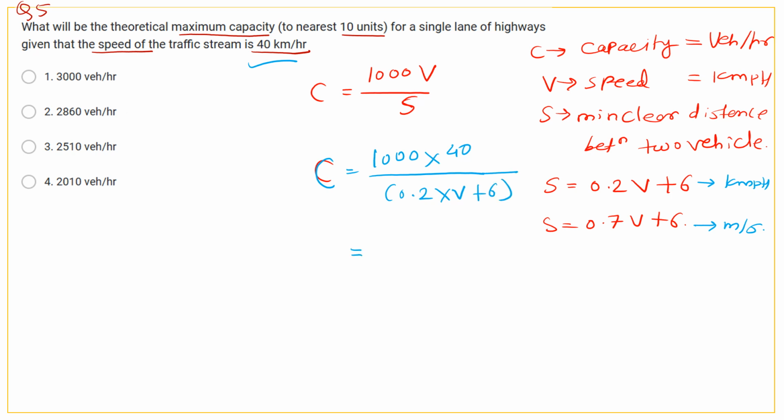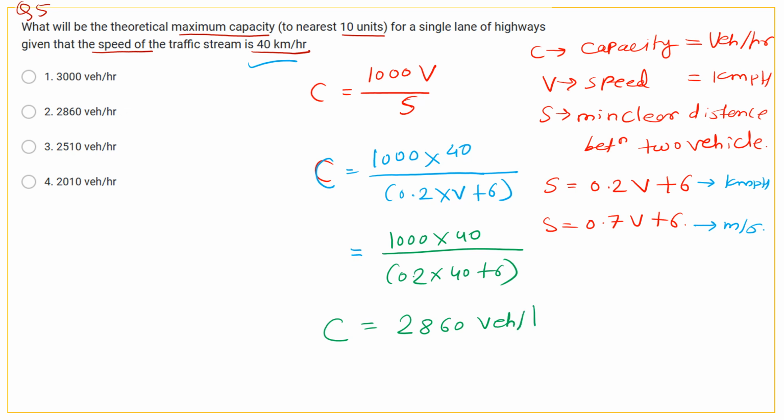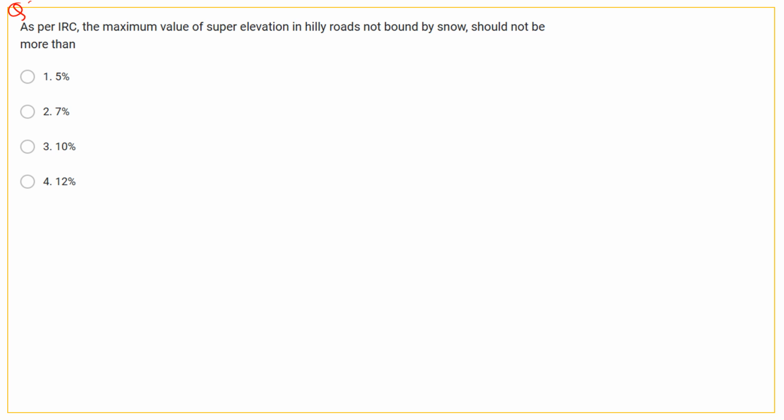Put the values into this formula. So 1000 into 40 divided by 0.2 into 40 plus 6. So after calculation, you get the capacity value as 2860 vehicle per hour. Okay, so this is the answer for this question. So here option number 2 is correct. The next question, question number 6.